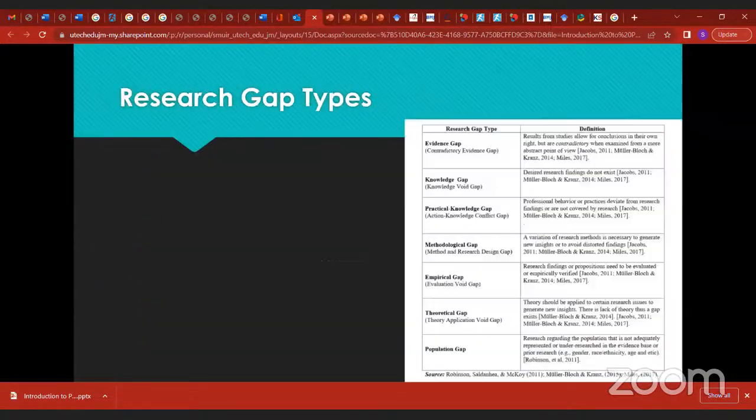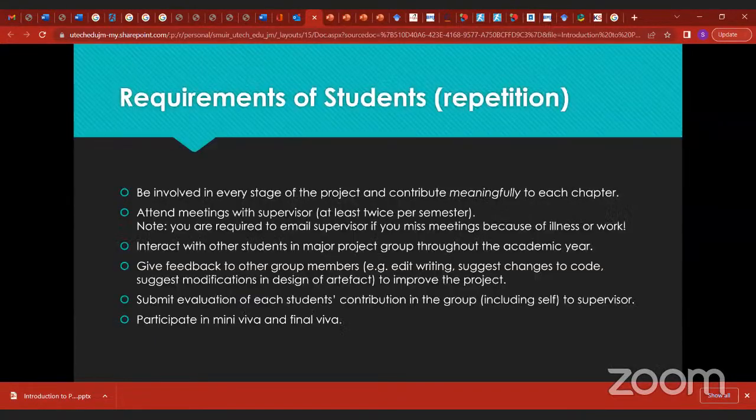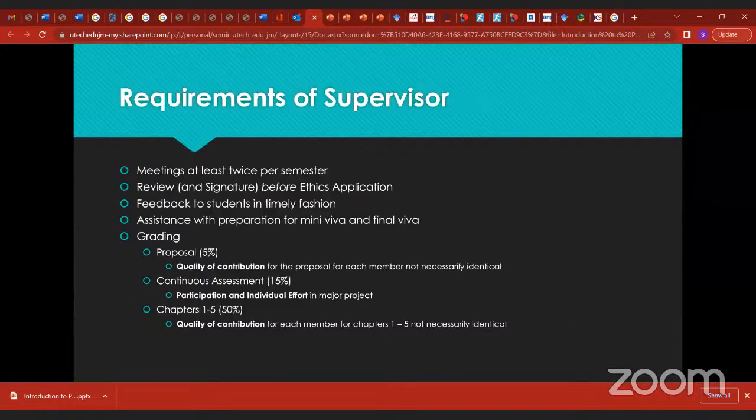Don't know where it is? I seem to have missed it. It's in here somewhere. Okay, here it is.